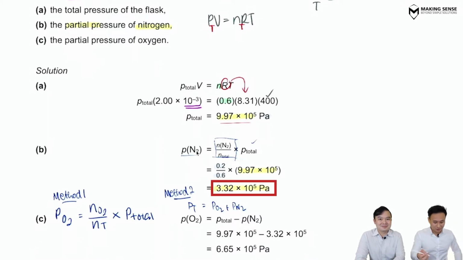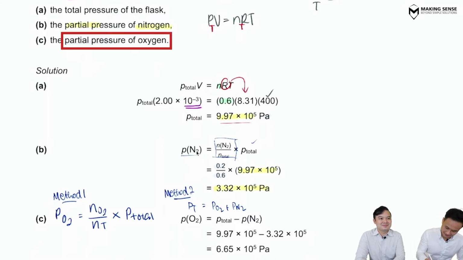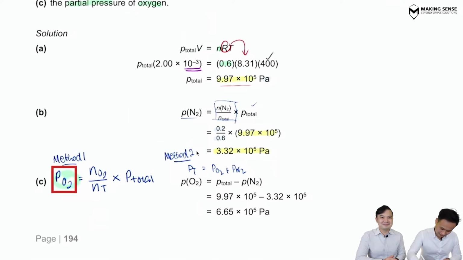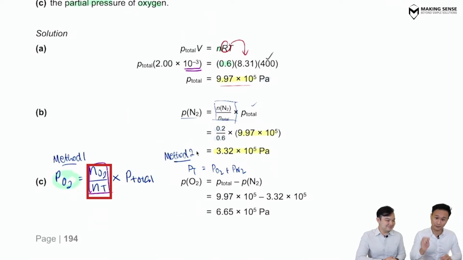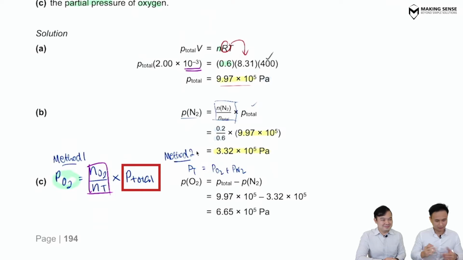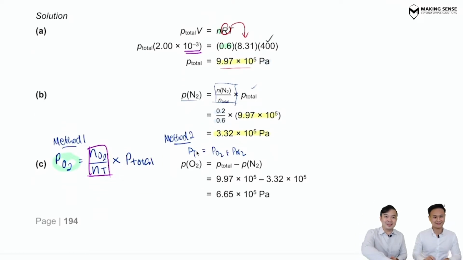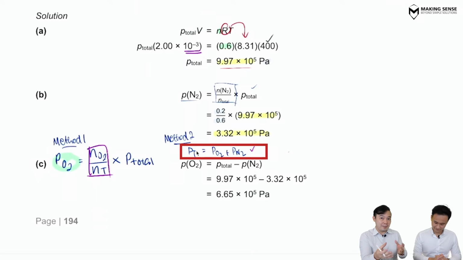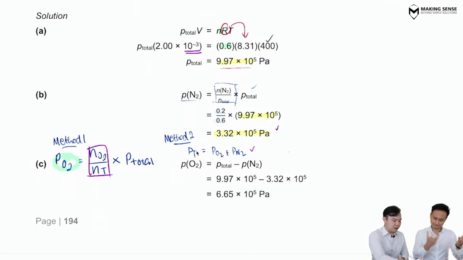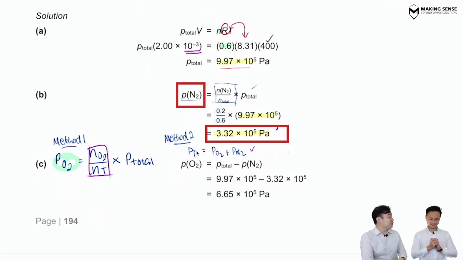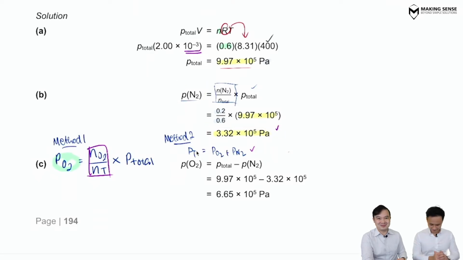Now I'm also going to do this for the partial pressure of oxygen in part C. Partial pressure of O2 is the mole fraction of O2 multiplied by the total pressure. Okay, so this is actually quite a long method. There's an alternative method, which is to use Dalton's law of partial pressure, and that's going to be given over here. It tells you that the total pressure is the addition of the partial pressures. Since in part B, I already got the partial pressure of N2, it's not that hard for you to find the partial pressure of O2 anymore. Smart. Okay.